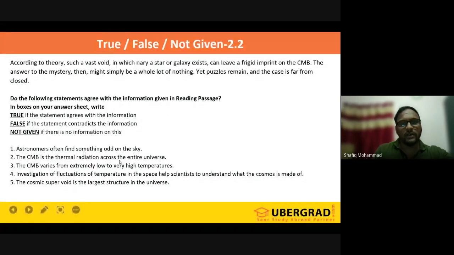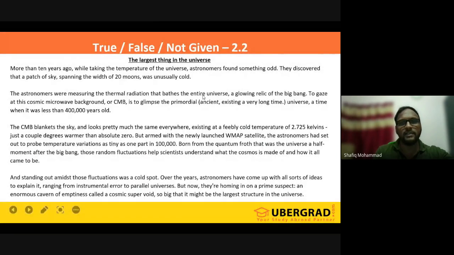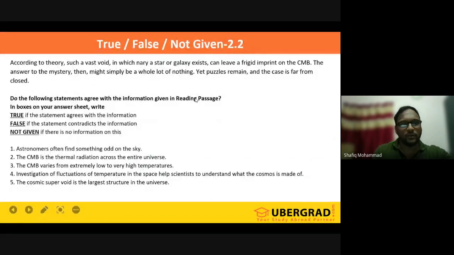So the thermal radiation across the entire universe. The word universe is also present, isn't it? Entire universe. So that is a keyword here. Sometimes you won't get direct keywords, but here we got one direct keyword, which is entire universe. So it is 100% true. Why has someone given this false? No. The second one is true. True statement according to the passage.